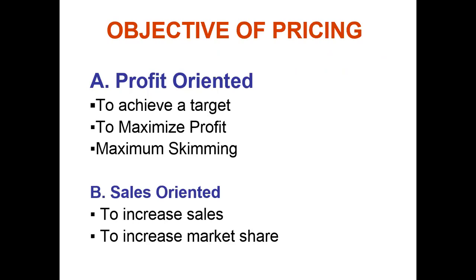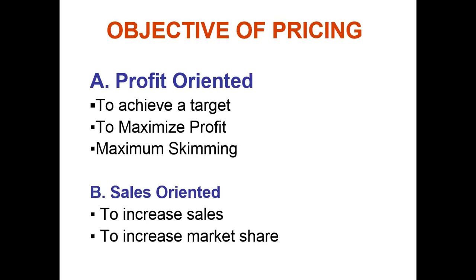So let's talk about the first orientation, that is the profit orientation. Every company can survive only if they are able to earn a substantial amount of profit. If a company fails to earn profit, then they cannot survive or sustain for a longer period of time. So they have three sub-objectives within the profit oriented objective. The first is to achieve a target. Every company sets certain objectives in terms of sales, in terms of profit. So pricing helps them to achieve the target. The company keeps their pricing in such a way that they are able to achieve their target.